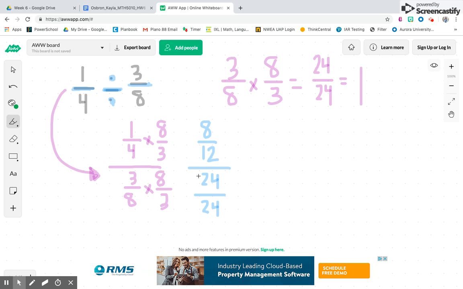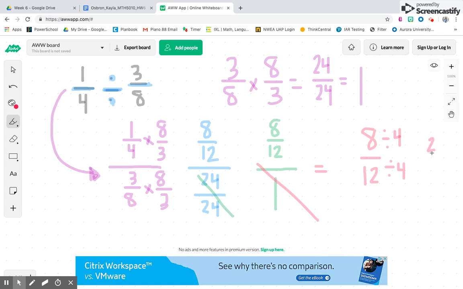Moving on again, my 24 over 24, I'm going to change into just 1 whole. So now I have 8/12 over 1 whole. Any fraction that is written over 1 is just a whole number. So that means this can also go away, leaving me with a final answer of 8/12, which we could simplify by dividing both the numerator and denominator by 4, and we get a final answer of 2/3.